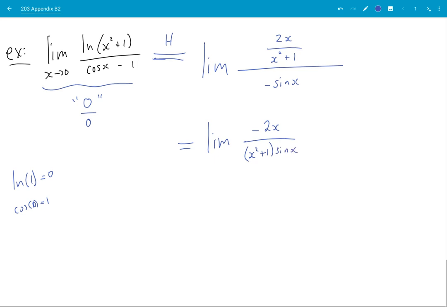Okay, now I will evaluate what's happening. So I plug in 0 again. Certainly get 0 on top. And sine of 0 is 0, so I still have 0 over 0 here. Okay, so I can do L'Hopital's rule a second time, which will sometimes be useful. So I do that.